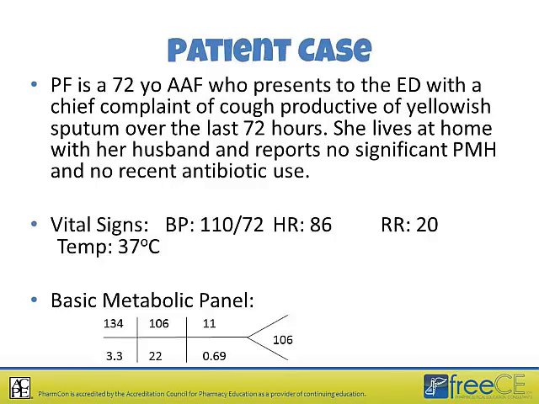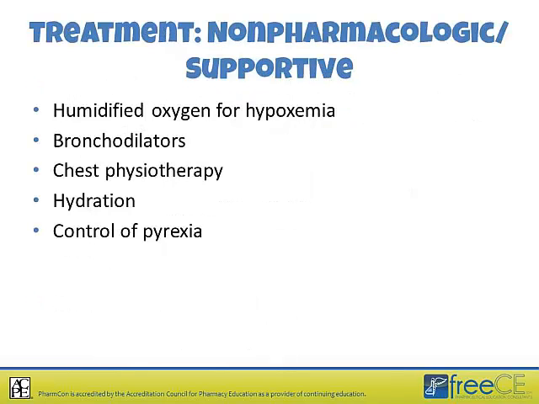Her vital signs are as listed. Blood pressure is 110/72, heart rate of 86, and a respiratory rate of 20. Her temperature is 37 degrees Celsius. Her basic metabolic panel, I'll just highlight that her BUN is 11, since that's probably the most important thing that you want to know from a laboratory standpoint. So you've used your knowledge, you've put it to good use, and you've determined that she's fine for outpatient treatment.